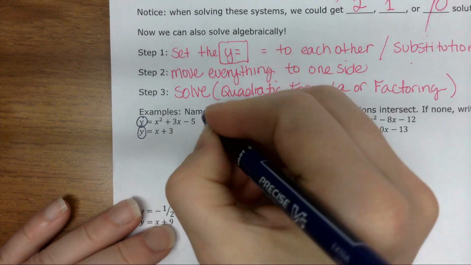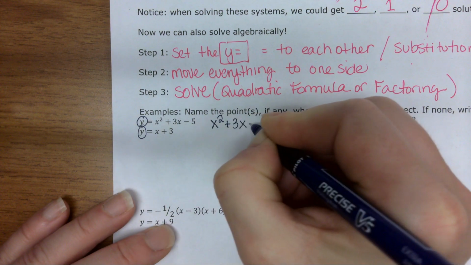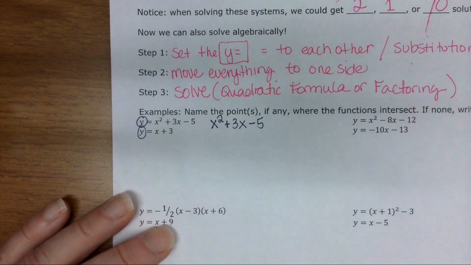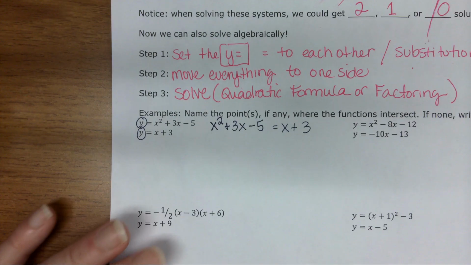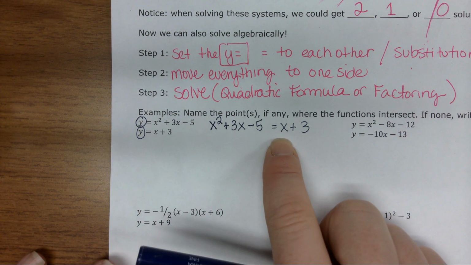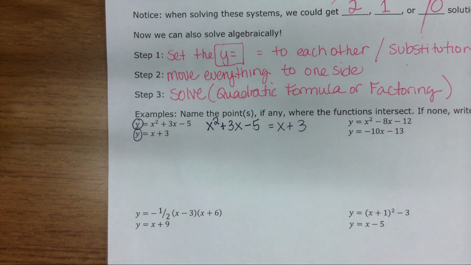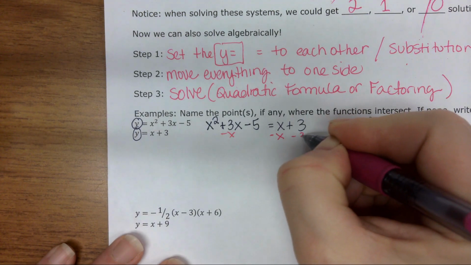So what I have then is x squared plus 3x minus 5 equals x plus 3. So that was my step 1. Once you get to this step, nothing changes from what we did the other day. We have a quadratic. We need a 0 on the one side. We're going to need to move the x, and we're going to need to move the 3. So we're going to subtract the x. I'm going to also go ahead and subtract the 3.